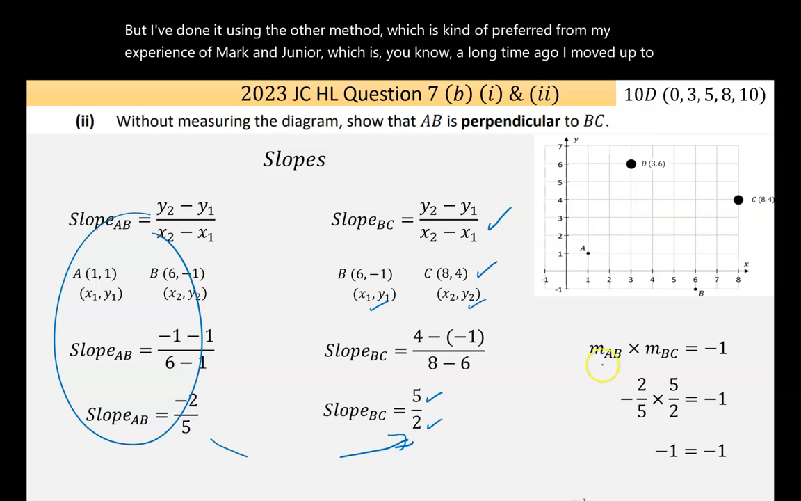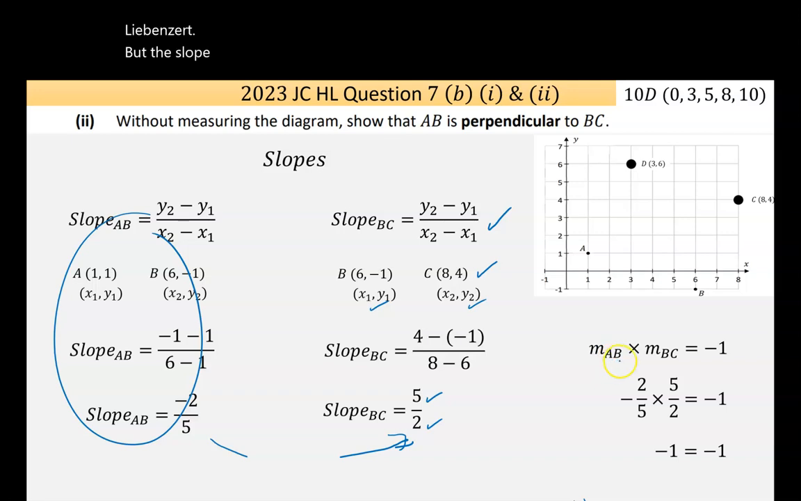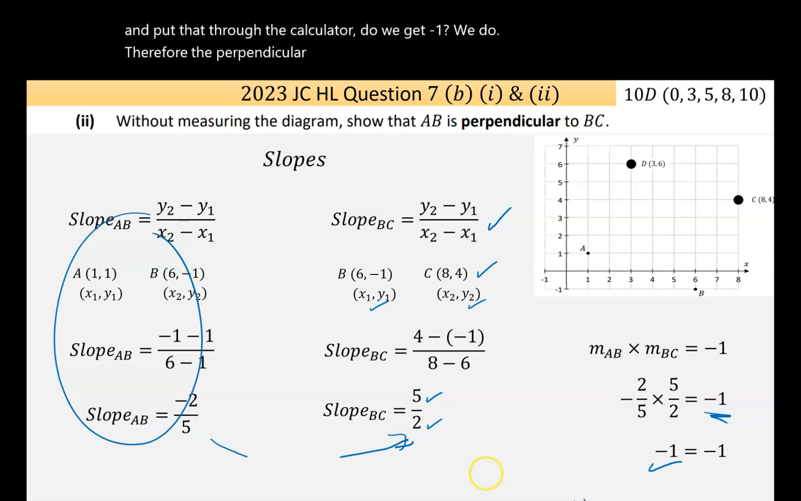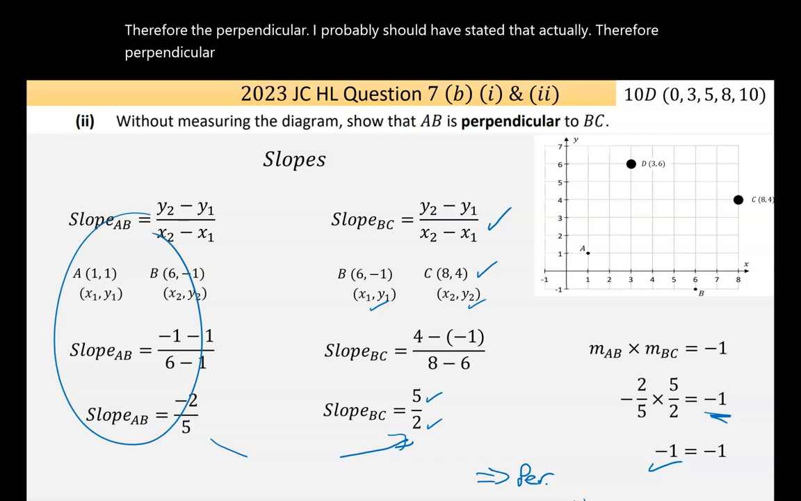But the slope of AB times the slope of BC is equal to -1. So multiplying -2/5 by 5/2 and put that through the calculator, do we get -1? We do, therefore the perpendicular. I probably should have stated that actually. Therefore perpendicular. Now just say that and put that in brackets, whatever, or put that in a box. That's part 2. So remember, part 1 and 2 are marked together.